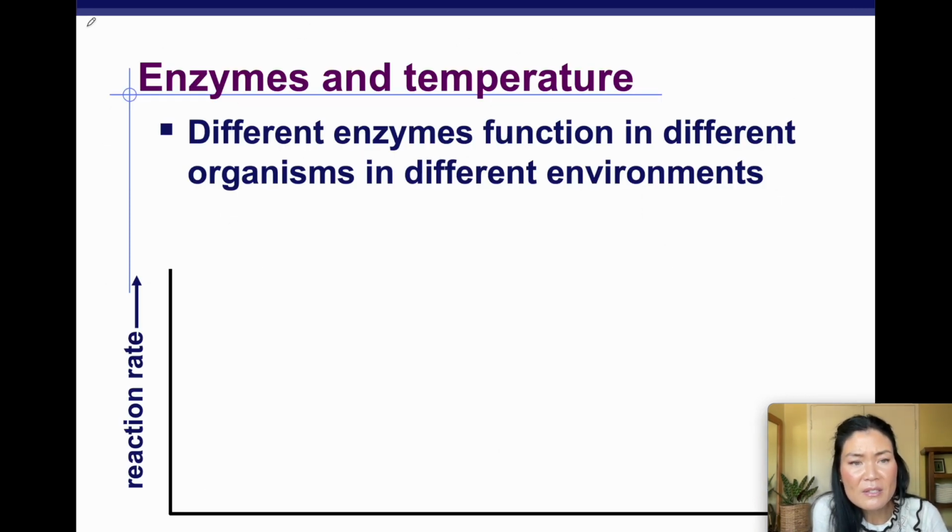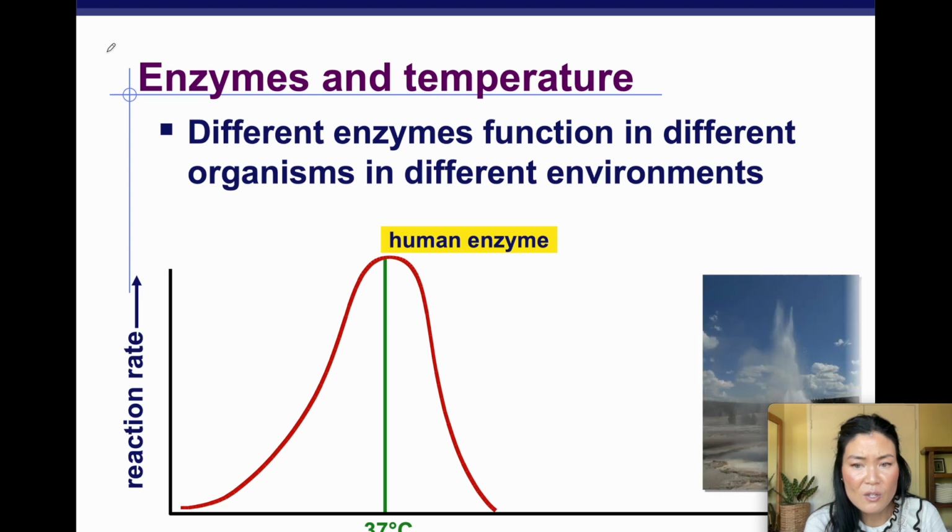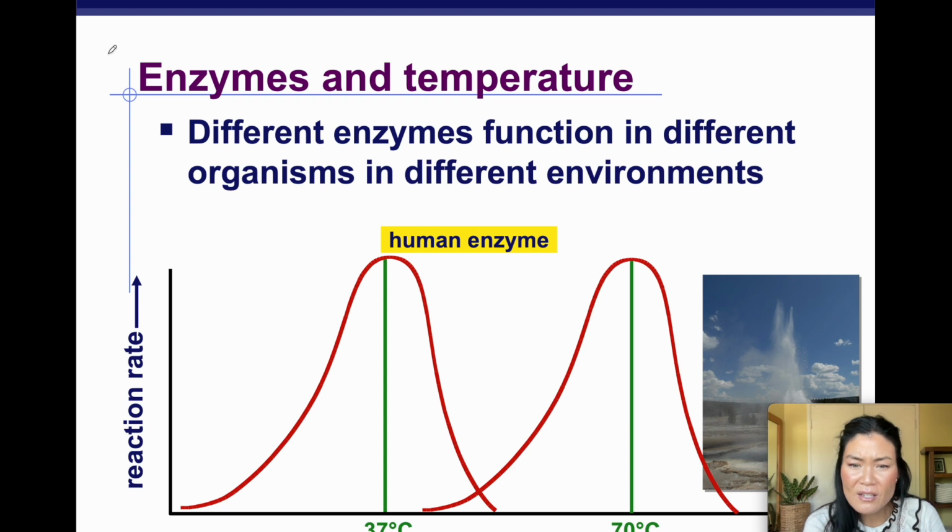Now let's talk about enzymes and temperature in regards to enzymes that are found maybe in different environments. So we did talk about how enzymes in our body work best at 37 degrees. Well, there are some organisms that are found in geysers, like really hot environments, and their enzymes work better at hot temperatures, okay? So our enzymes might work best at 37 degrees Celsius, a human enzyme, but in a geyser, that's supposed to be a geyser in the background, they work best at 70 degrees Celsius.